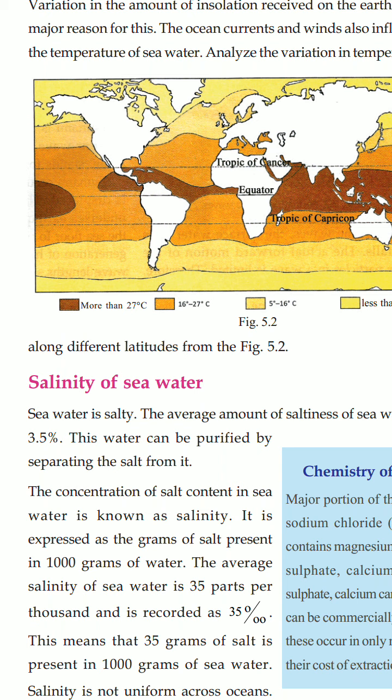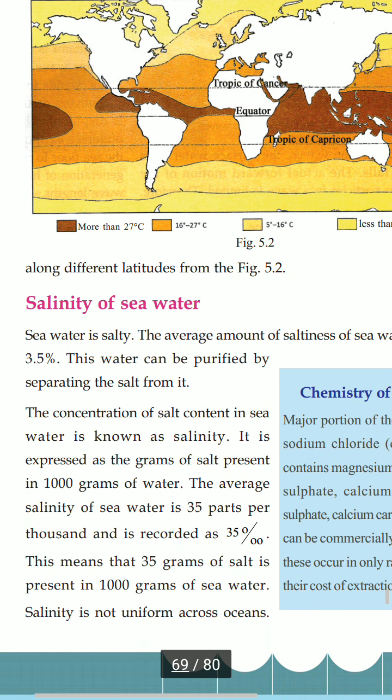This water can be purified by separating the salt from it. You are using salt for making curries, dishes, and other tasty items, and the salt is manufactured using this seawater. The concentration of salt content in seawater is known as salinity. The amount of salt content present in seawater is known as salinity.